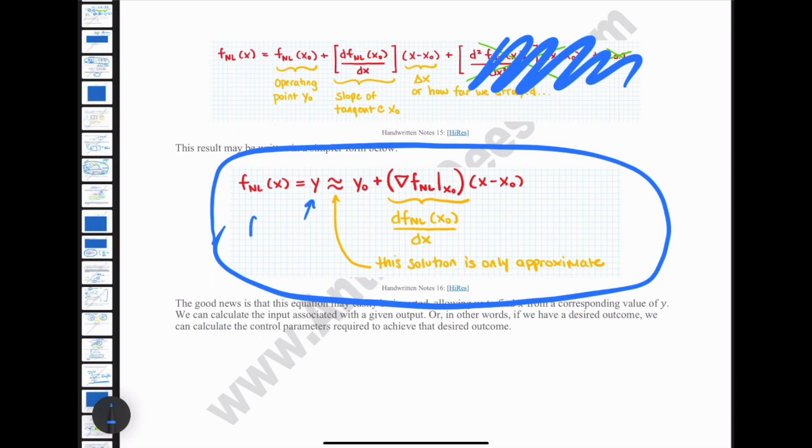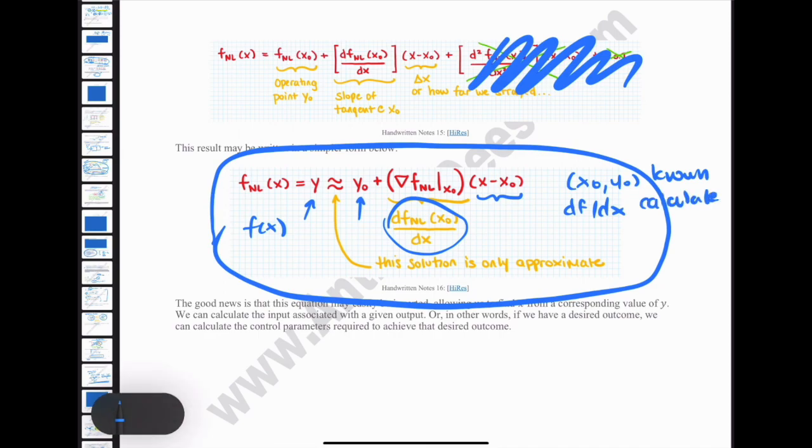I'm going to use y instead of f of x. So y is equal to whatever the operating y value is plus the derivative or the tangent at x0, times the difference between our new and our old x value. So remember that x0 and y0 are known or assumed, and df/dx can be calculated. That leaves only two unknown values in this equation, and that's x, which will be our input, and y, which will be our output.